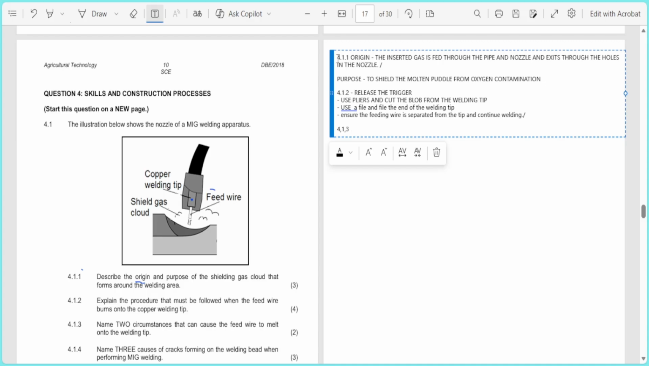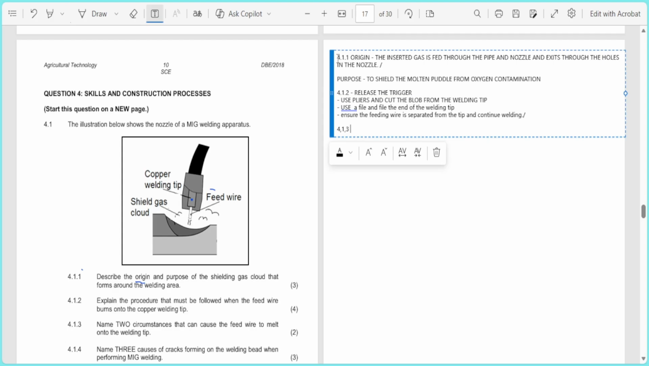I'm thinking heat management on this question. So when the nozzle is too close, or you are welding too slowly, in many cases the heat concentrates at the tip instead of the working piece. So it's like holding a lighter in one spot. Eventually something is going to melt, right?